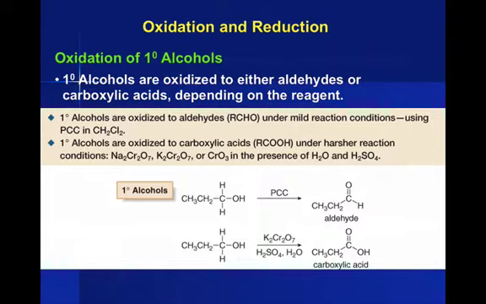I can take that same primary alcohol and I can use a Jones reagent. In this case, they're showing potassium dichromate and sulfuric acid and water. What's the functional group? A carboxylic acid. Here's a little caveat. If I take PCC and I place it in water and do the oxidation, what do you think my product is? It's a carboxylic acid. Water makes all the difference.